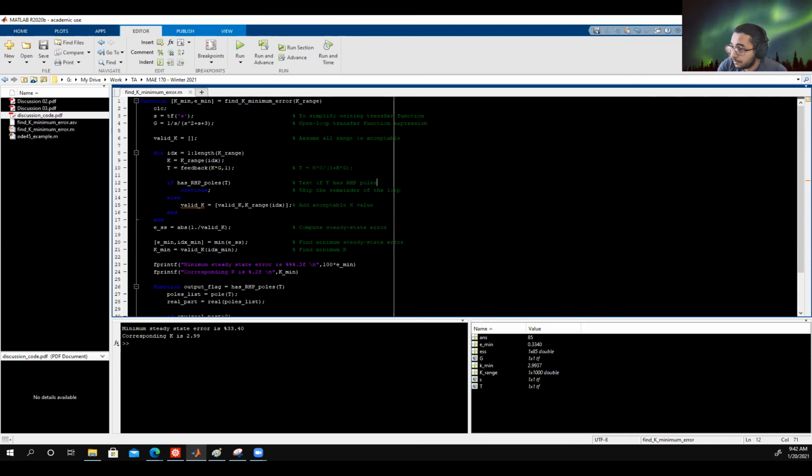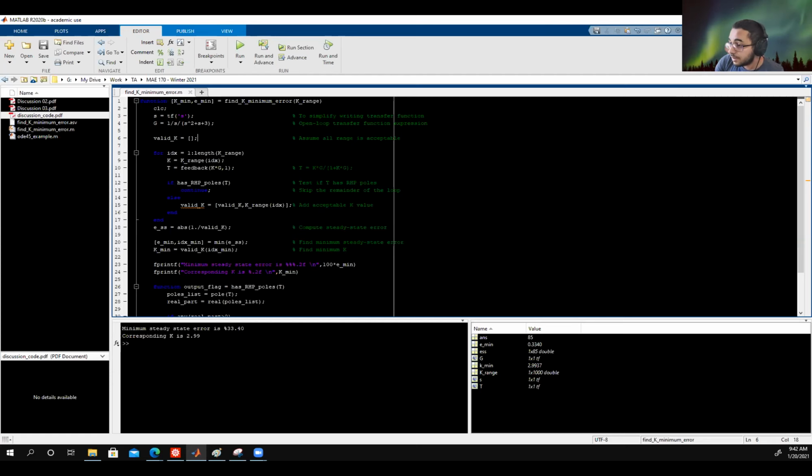So let me explain the code line by line. s equal to tf('s'). This is just to simplify when we try to write any transfer function later on. So now if you want to write a transfer function, you can just use s as the frequency parameter instead of using the transfer function tf each time. So G equal to 1 divided by s times (s squared plus s plus 3). And you see that we're missing K here, which represents our parameter, because I'm going to do a loop over all the values in K, so I just don't write it in the expression here.